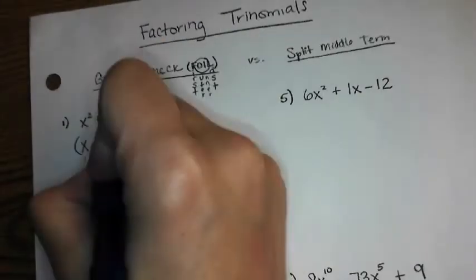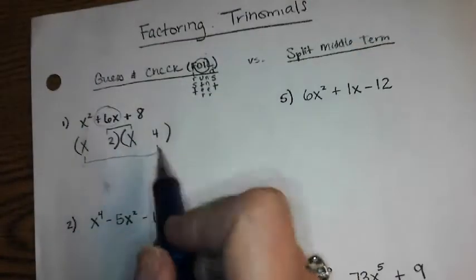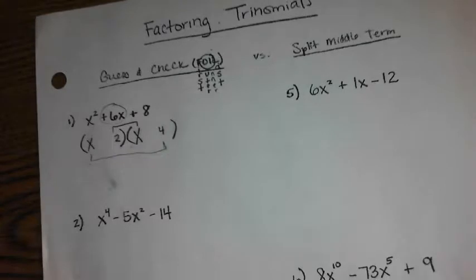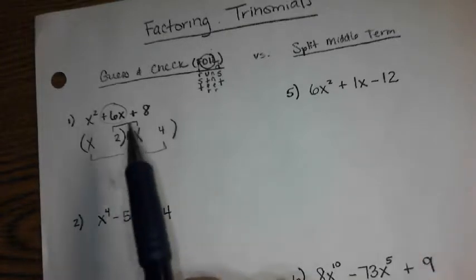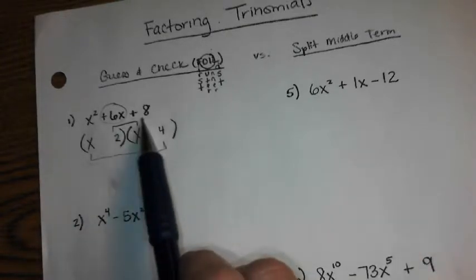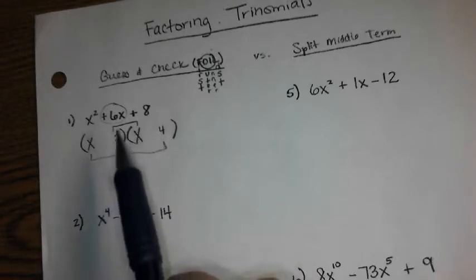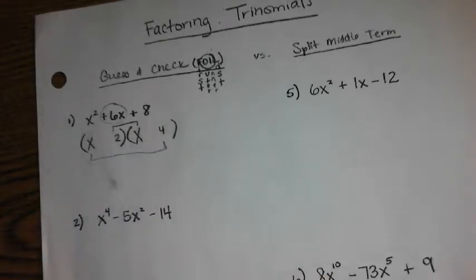2 and 4, my outer gives me 4x, my inner gives me 2x. 4 and 2 make 6. Good, right? Because this is a plus sign, when I say combine, I really mean when you add them together. 4 and 2 make 6. So we know I got the right numbers.